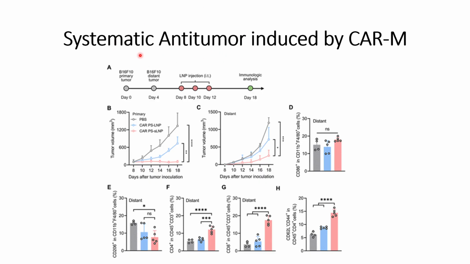So for that, they took the B16F10 tumor mice model. In this case, they injected the tumors at two different sides, the left side and the right side of the mice. At day 0, they injected B16F10 at the left side of the mice, and then they induced the secondary tumor, or the distant tumor, on the right-hand side of the mice.